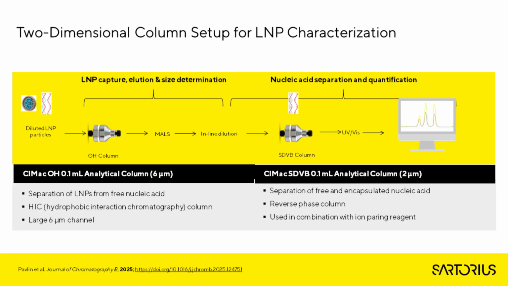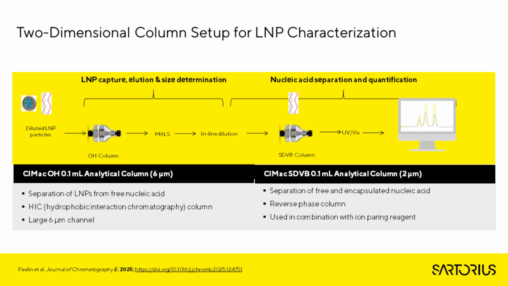So first, I will start with just a short description of the working principle of this machine. As I already mentioned, this is a two-dimensional system. In this system configuration, we use two different column chemistries. The first column is a CIMac OH column and is used for separation of lipid nanoparticles from free nucleic acids.